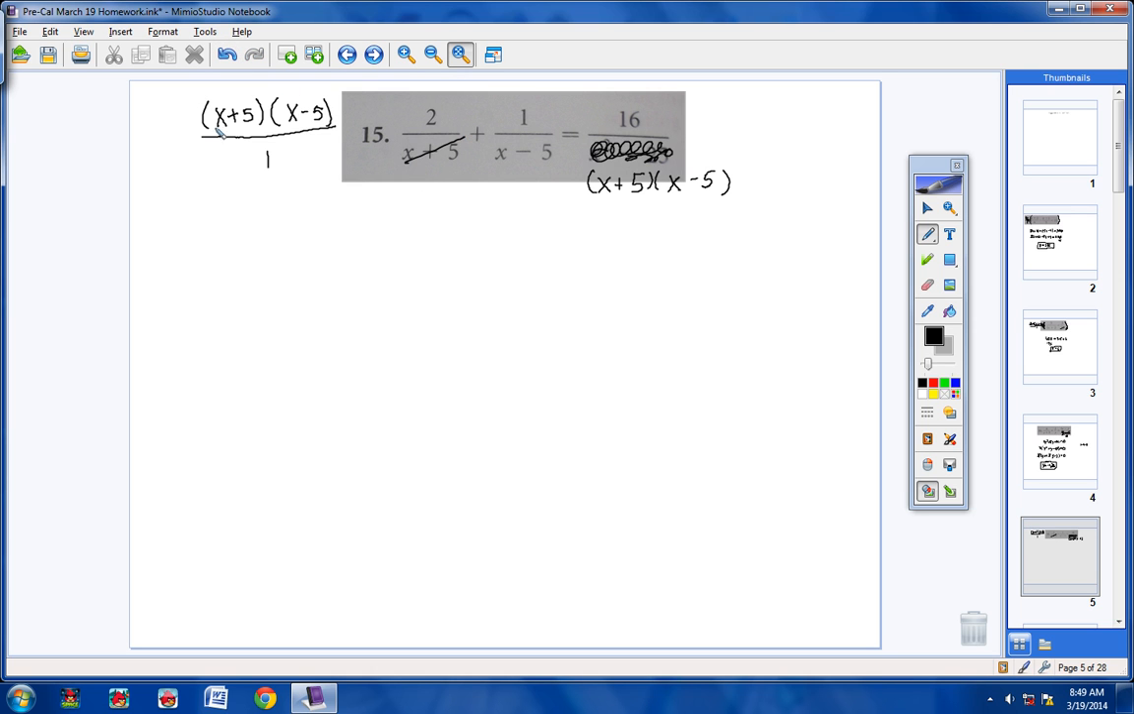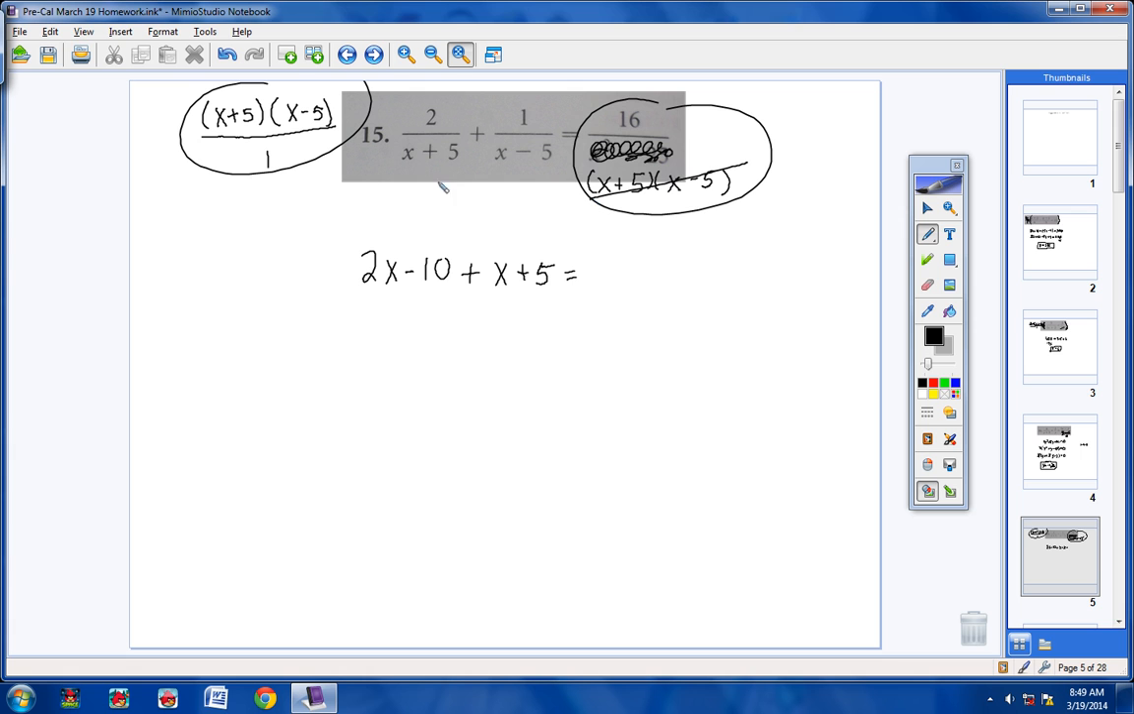x plus 5 will cancel with my x plus 5, leaving me with x minus 5 times 2. So x minus 5 times 2 would be 2x minus 10. Okay? Now let's go on and multiply this fraction here times this fraction here. Notice my x minus 5 would cancel with my x minus 5, leaving me with x plus 5 times 1. Right? So obviously x plus 5 times 1 would just be x plus 5. And then when you multiply this fraction here times this fraction here, all of this will cancel with all of this, just leaving you with 1. And 1 times 16, of course, is just 16.